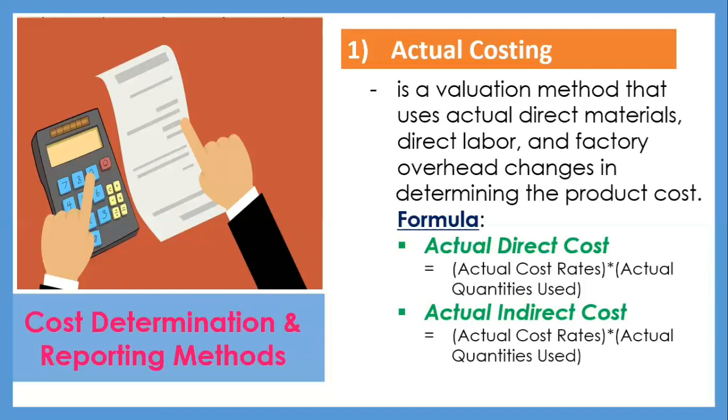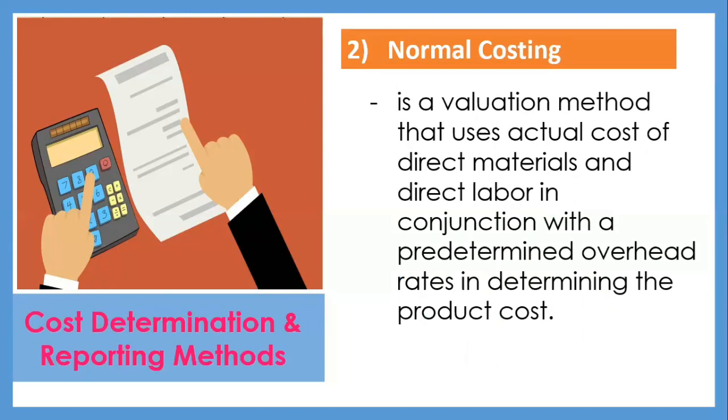Next, we have normal costing. If we say normal costing, this is a valuation method that uses actual cost of direct materials and direct labor in conjunction with predetermined overhead rates in determining the product cost. In simple terms, normal costing is a cost allocation method that assigns costs to products based on the materials, labor, and overhead used to produce them. In other words, it's a way to find the price of an item that is being produced using 3 different cost factors, which make up the product cost.